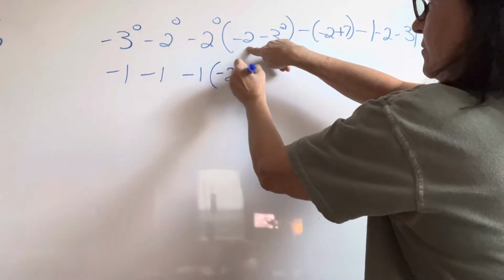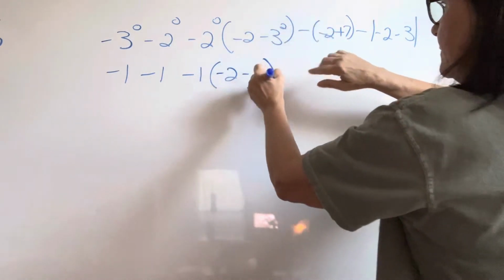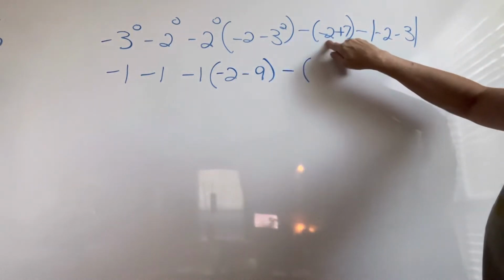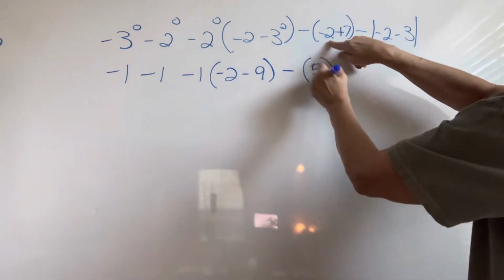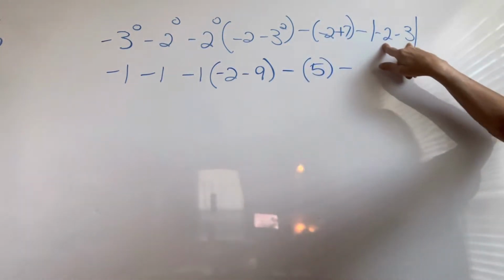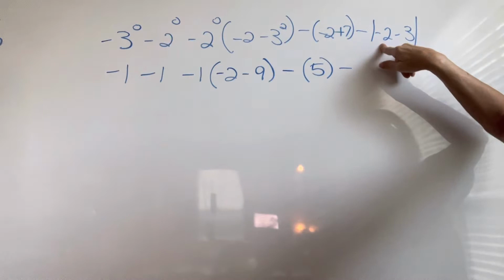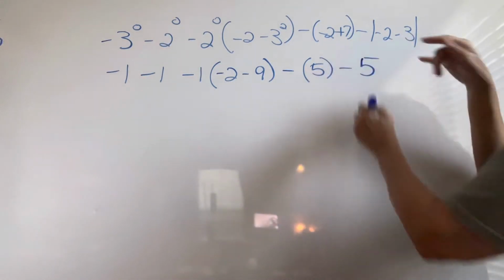It's negative 2 minus 3 squared, which is 9, minus negative 2 plus 7 is positive 5, minus, this is the absolute value. It's negative 2 minus 3, which is negative 5, but the absolute value of that is just 5. All right?